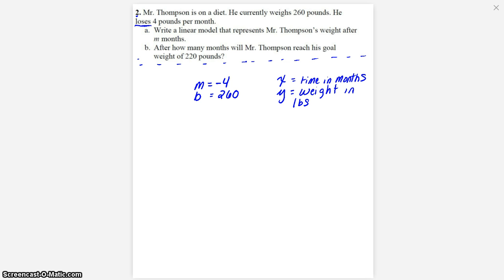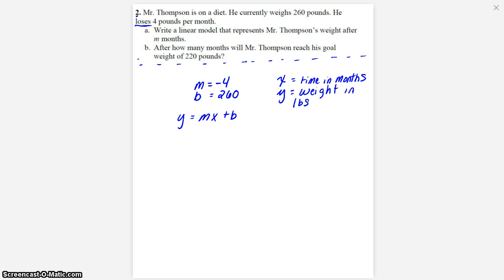Write a linear model that represents Mr. Thompson's weight after m months. Oh, so they want us to use m instead of x, but I'm just going to keep x there because I already wrote it out, and I like to know which axis is which. So y equals mx plus b.